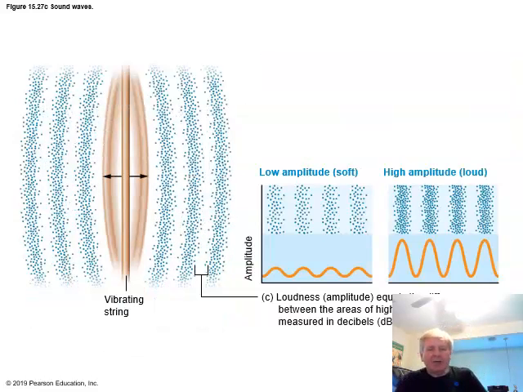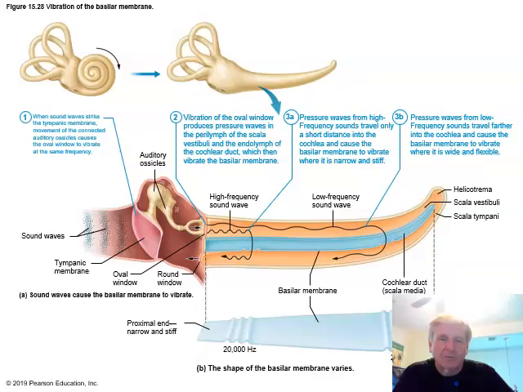And loudness, which is the amplitude of the sound wave, equals the difference between the high pressure and the low pressure. That's measured in decibels, after Alexander Graham Bell. Anything above 90 decibels is thought to be damaging. It produces damage to the hair cells in the organ of Corti of your cochlea.